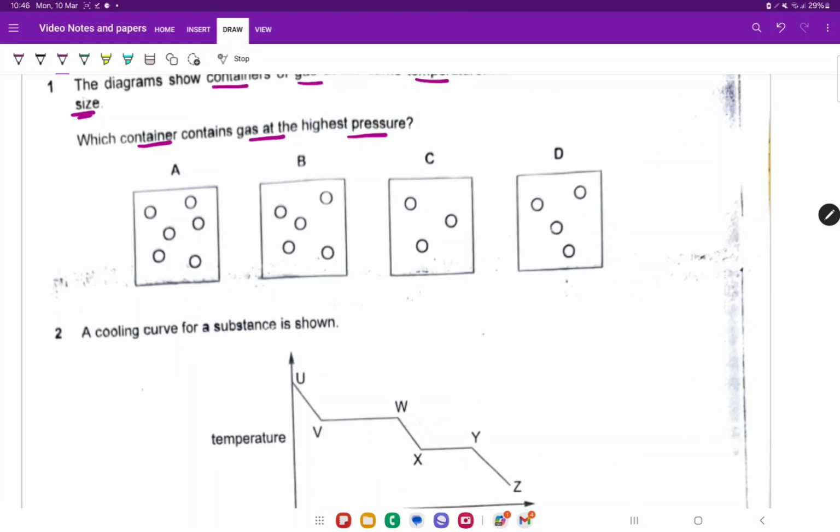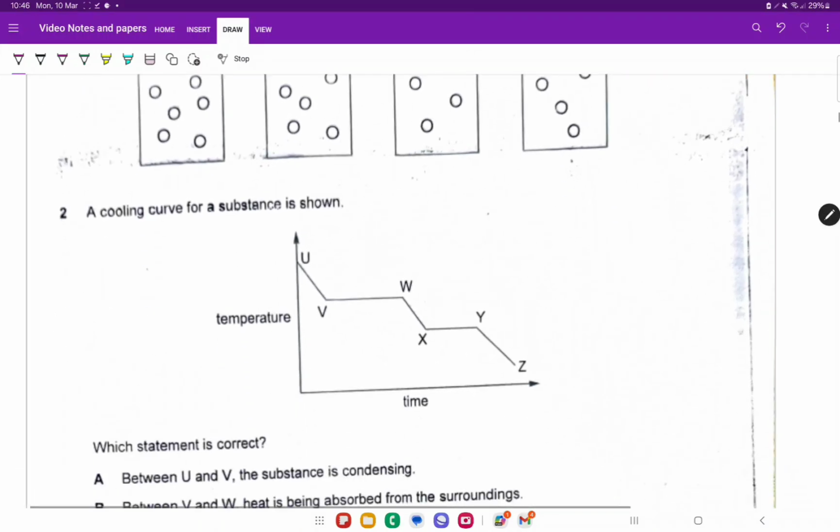When we talk about gas at higher pressure, we should know the moles or the particles. Higher the moles, higher the pressure. We can say more moles, more pressure. Since we can see there are 6 moles in container A, 5 in B, 3 in C, and 4 in D, I can say the answer is A. More moles, higher the pressure.